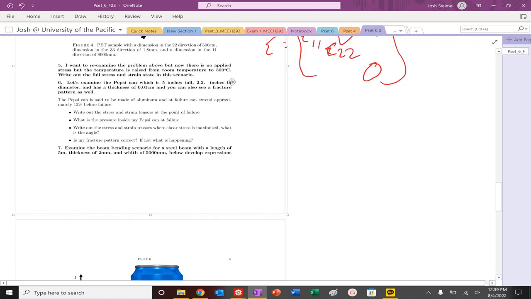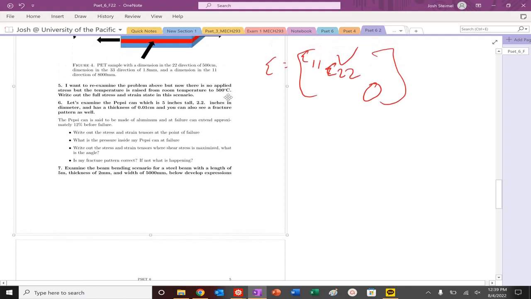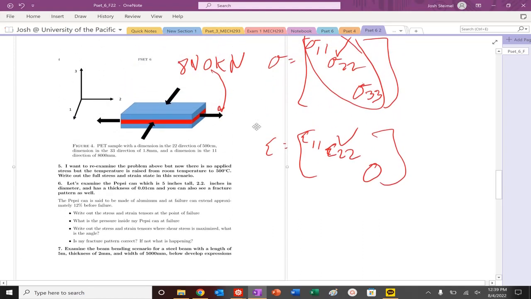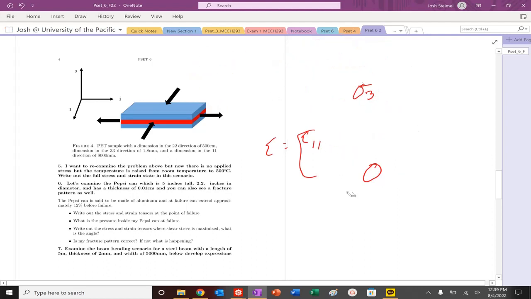All right, let's go ahead and examine the problem above, but now there is no applied stress, but the temperature is raised from room temperature to 500 C. Write out the full stress and strain state. All right, I like this. I'm glad I wrote this problem, and hopefully I can get my directions in order now. So basically, no applied stress. We're still compressed in this rigid rod. So what's going to happen now?